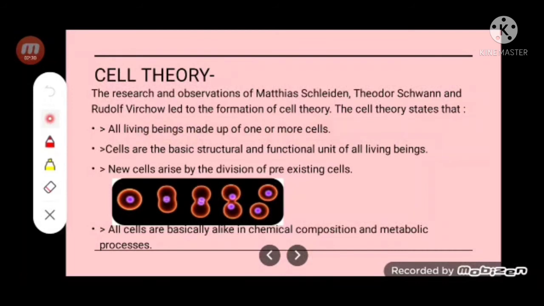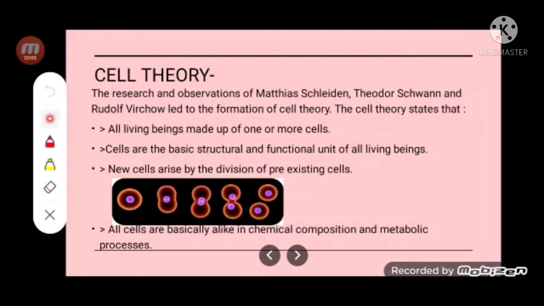Here, children, the living things which are made up of one cell are called unicellular animals, for example amoeba, paramecium and chlamydomonas. And the living beings which are made up of more than one cell are called multicellular animals, like trees and plants around you. And cells are the basic structural and functional unit of all living beings. We have just studied how they are called structural and functional unit.